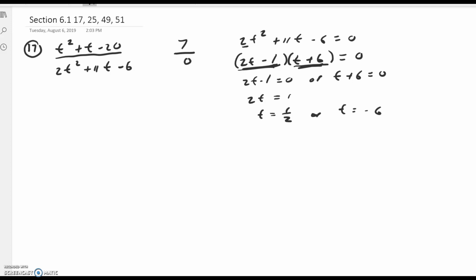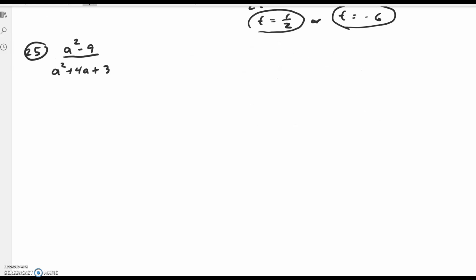So it looks like there are two numbers, t equals 1/2 and t equals negative 6, that make the denominator 0 and therefore make this fraction undefined. Here we're asked to simplify this fraction, and that requires us to factor the top and the bottom completely and then cancel any like factors. We would never try to cancel the two a squareds because a squared is not a factor. It's not being multiplied by the rest of the numerator, and neither is this a squared.